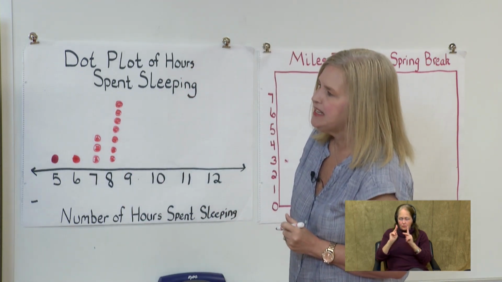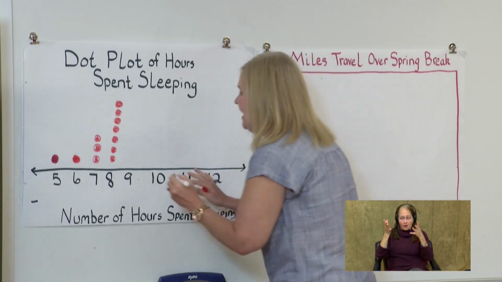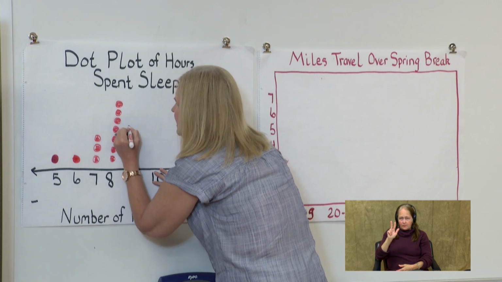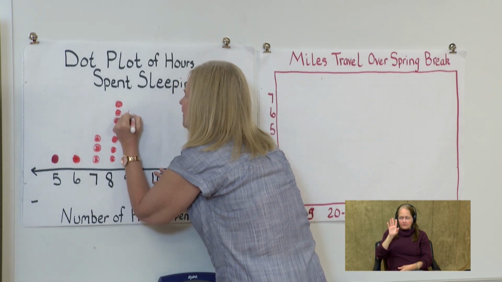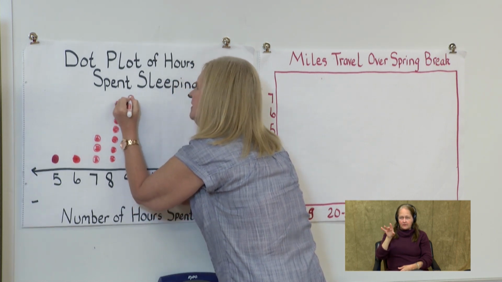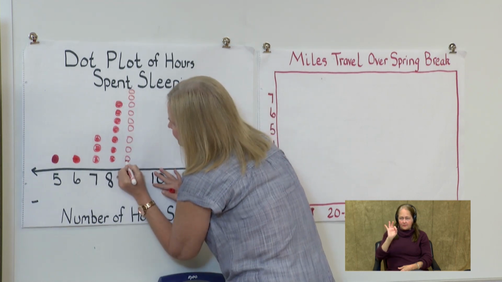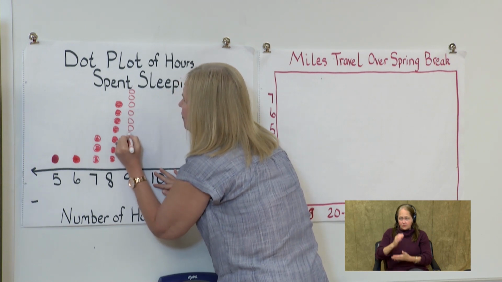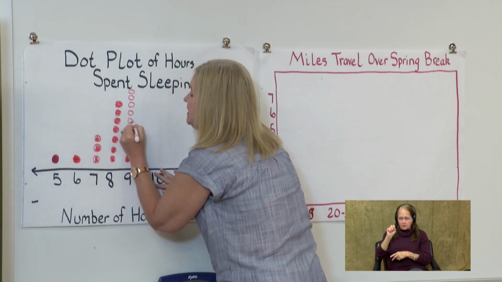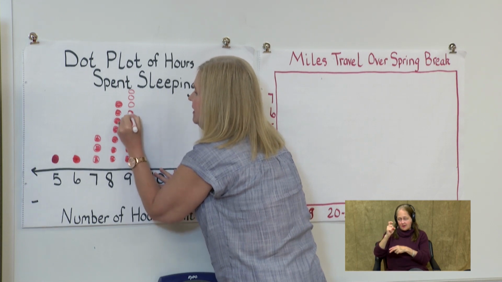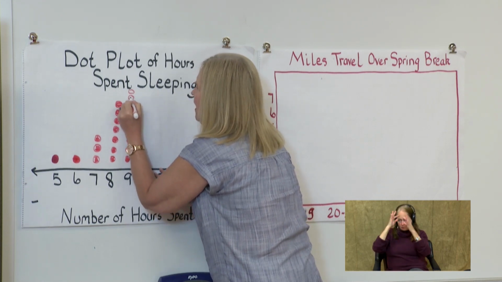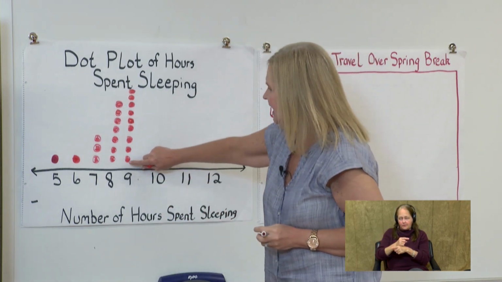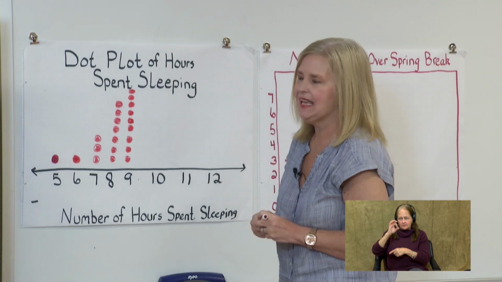Okay, and then the number 9. There were a lot of 9s. There were 9 9s. So 1, 2, 3, 4, 5, 6, 7, 8, 9. Some people on dot plots sometimes use an X instead of a circle. It's up to you. Whichever way you would like to do it, both are correct. These are called cases. Each one of these dots is a case.